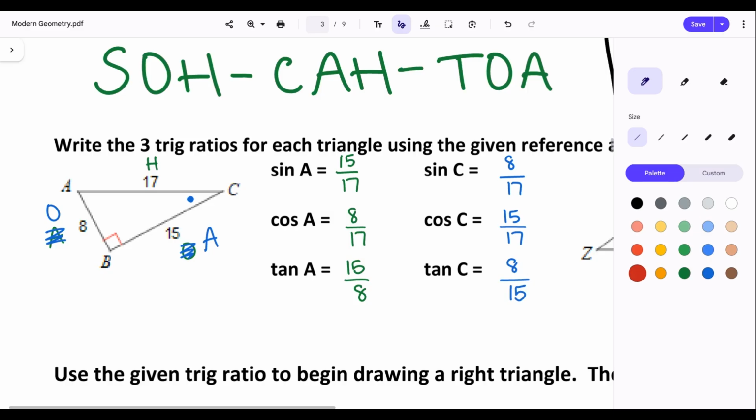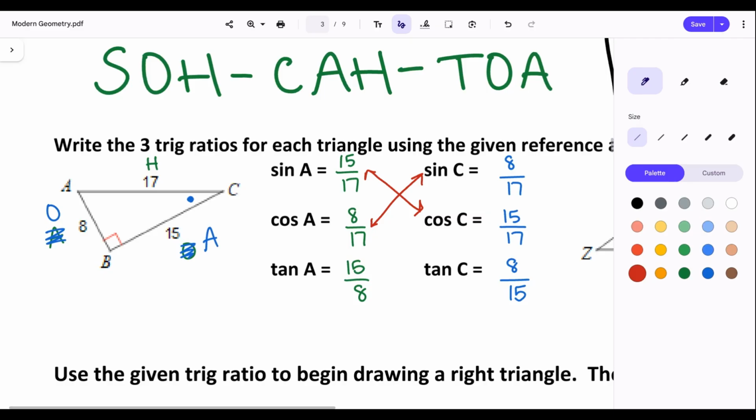Now just take a look at these. Do you guys notice anything here? Anything sticking out to anybody? Okay, so you're noticing sine and cosine, those fractions just kind of flipped positions, right? Yeah, this fraction and this fraction are the same. So sine of A is the same thing as cosine of C, and cosine of A is the same thing as sine of C, right?